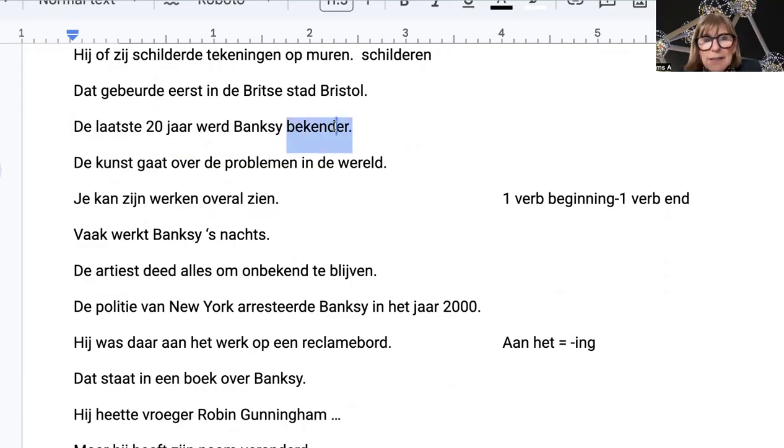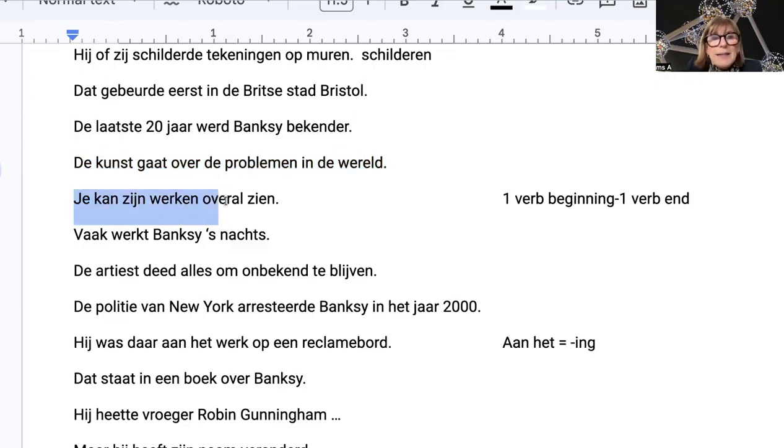And you see, the more it's here, like knower, but that's not what you're going to say in English, right? De kunst gaat over de problemen in de wereld. So the art, kunst, it's art, goes about or is about the problems in the world. Yes, he's always doing some kind of a painting connected to problems in the world.